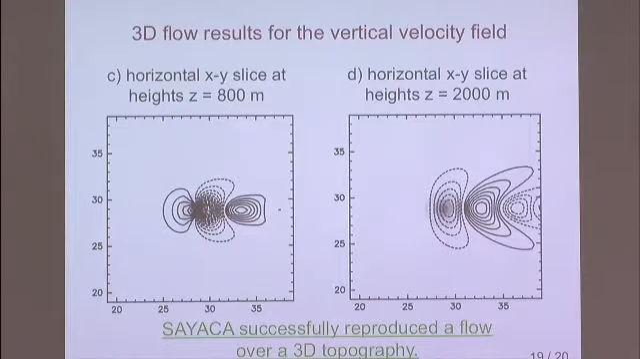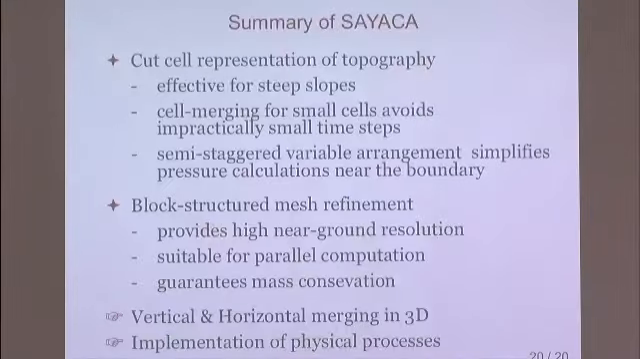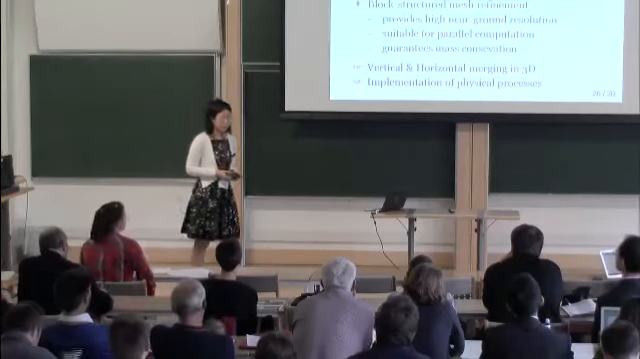Although this calculation uses only the vertical merging, here's a summary of my talk, and the characteristics of my model. The next step is to implement horizontal merging into my model, and actually see the 3D result over steep topography. Thank you.